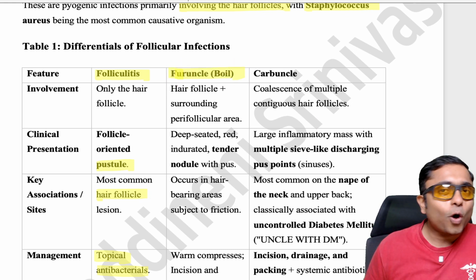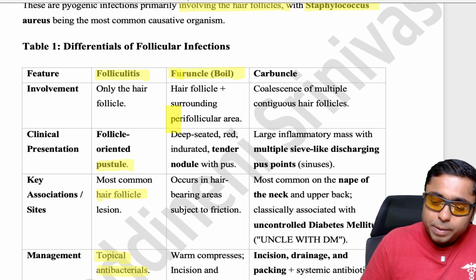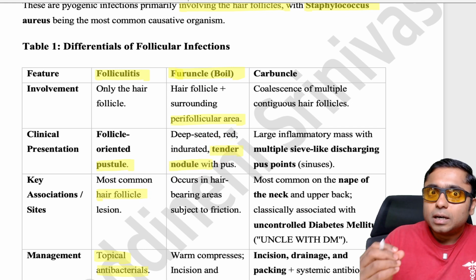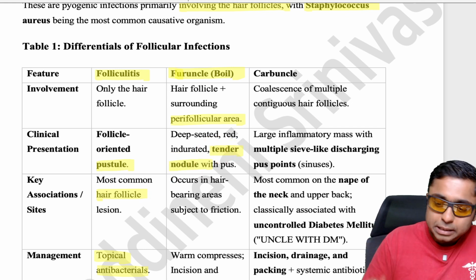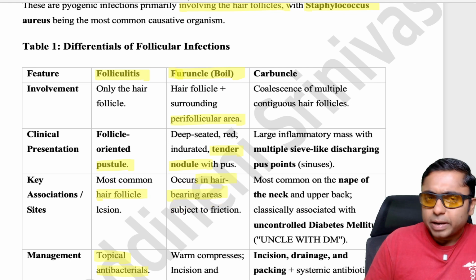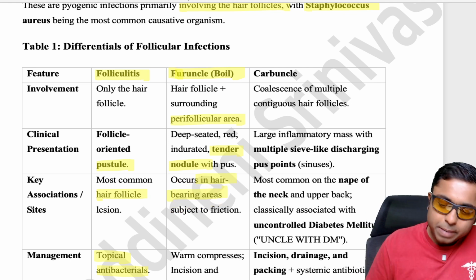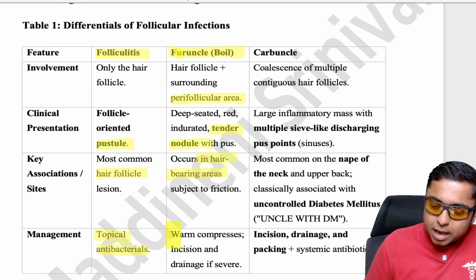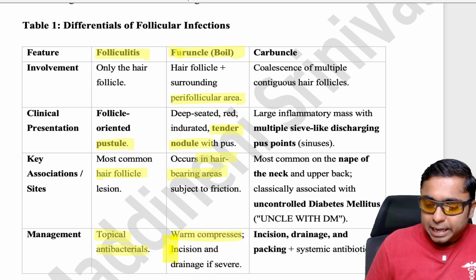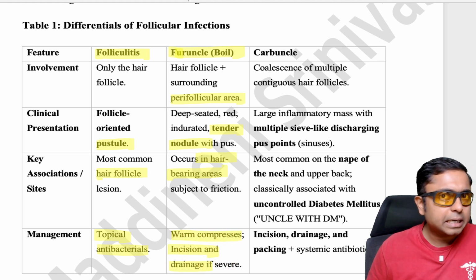Coming to the furuncle, also called a boil, here there is perifollicular area involvement and we are going to have a tender nodule associated with pus. Here there is very important involvement of hair bearing areas which are subject to friction. Warm compresses, incision and drainage will help if this condition is severe.